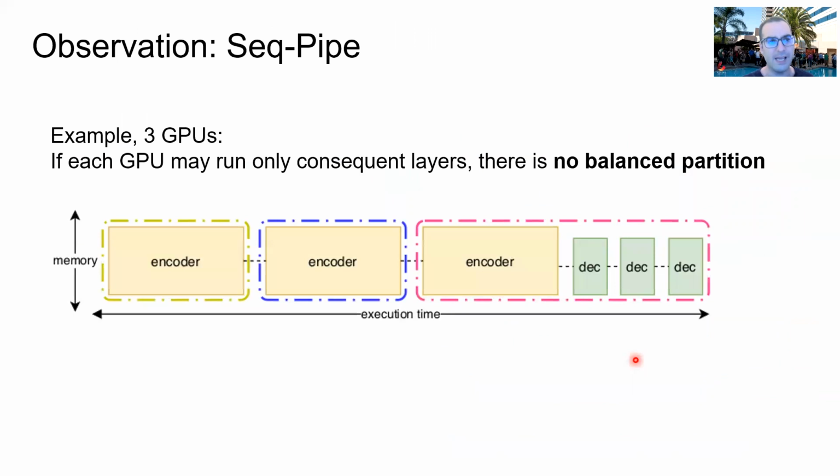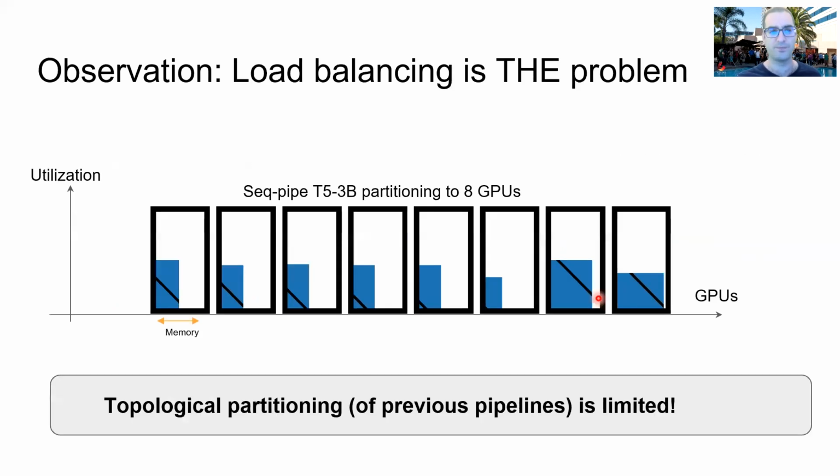So our observation on SeqPipe is the following. Let's present it with an example. Let's try to partition the following encoder-decoder model to 3 GPUs. If each GPU may run only consecutive layers, there is no balanced partition. And the implication of this is huge.